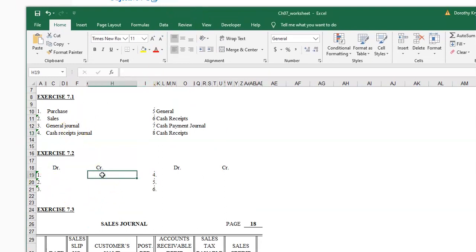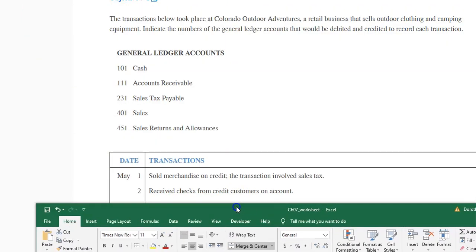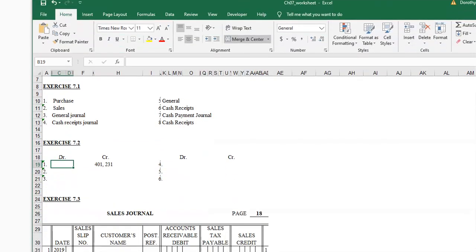They just want you to actually just put in the account number. 401 is sales and 231 is sales tax payable. And then what gets the debit? We sold merchandise on credit, so it's accounts receivable.